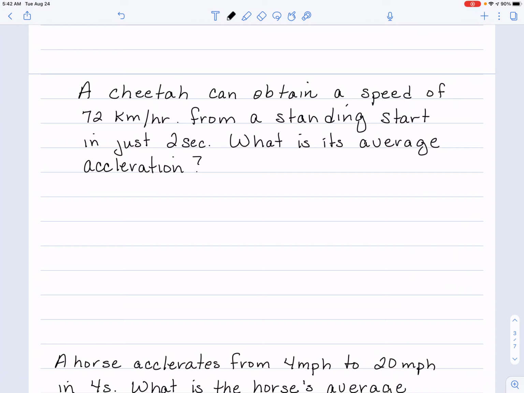Okay, we're picking up in Chapter 2, Part 4, and we're going to start off with some sample problems of acceleration. Our first one, we have a cheetah can obtain a speed of 72 kilometers per hour from a standing start in just 2 seconds. What's the average acceleration?